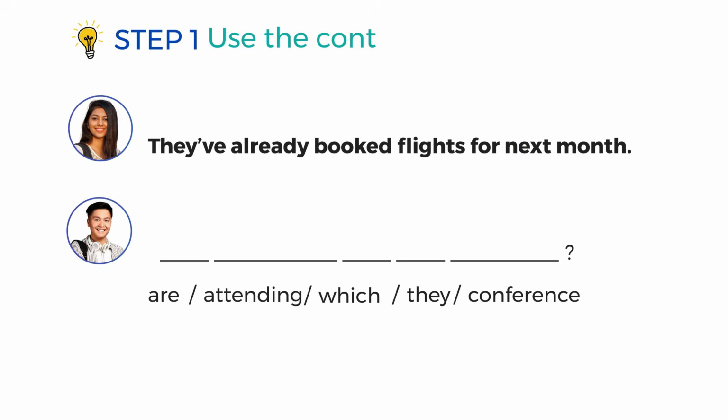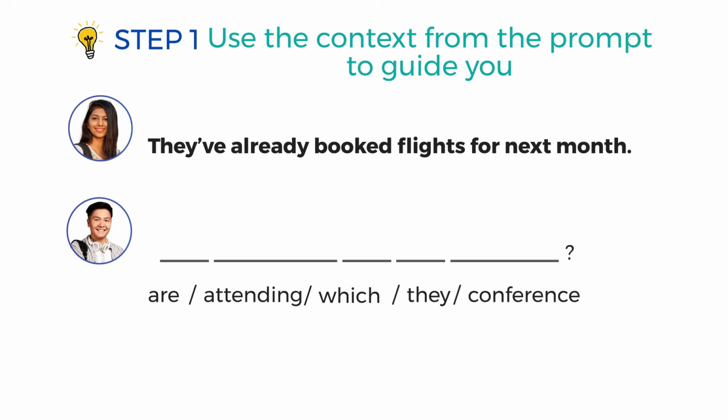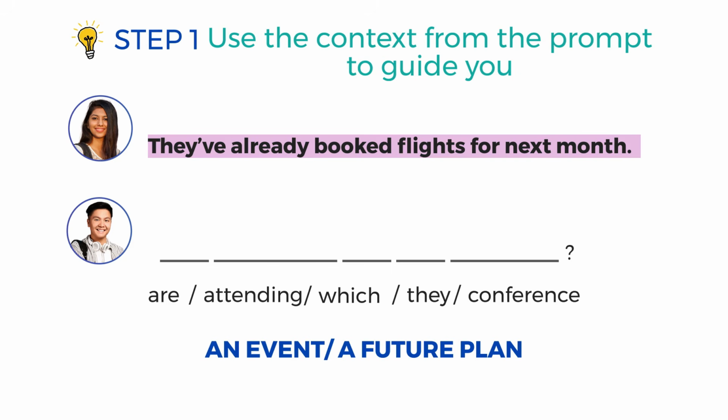Step 1. Use the context from the prompt to guide you. The prompt says, "They've already booked flights for next month." Booking flights strongly suggests an event or a future plan that's already arranged.